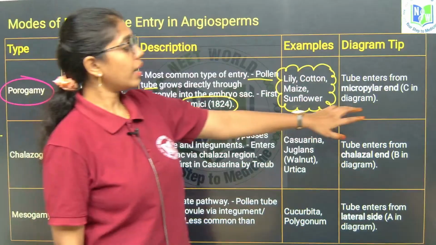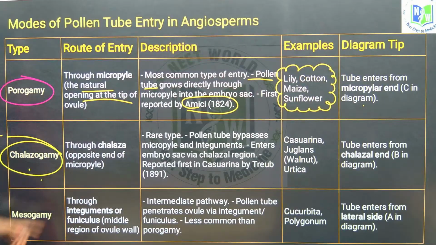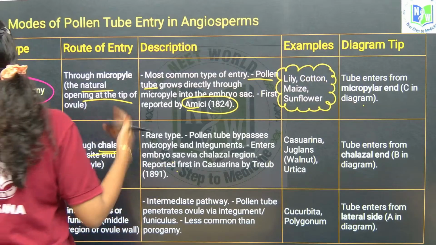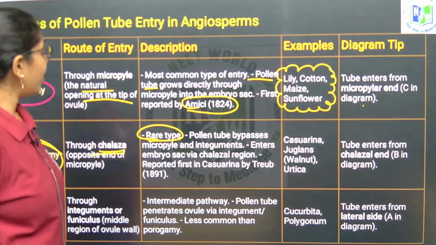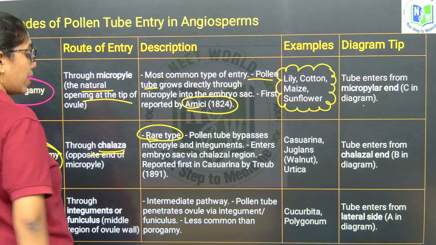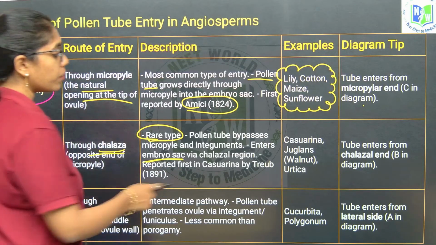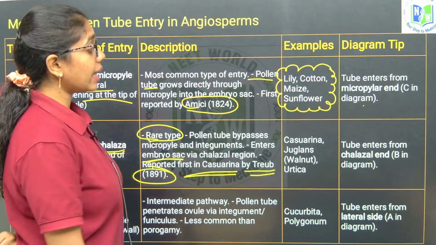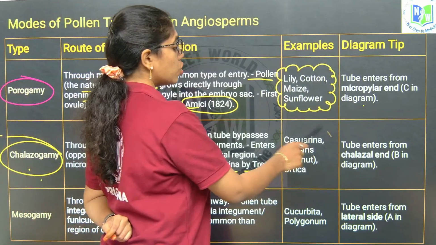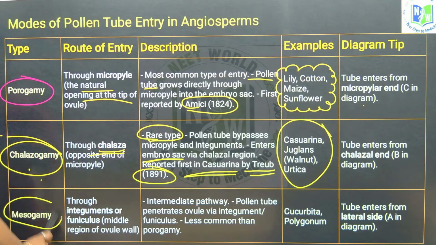Next, the diagram representing this we have identified. Next is chalazogamy, the entry of the pollen tube through the chalazal end. This is a rare type of pollen tube entry, where the pollen tube bypasses the micropyle and integuments and enters the embryo sac via the chalazal end. This was first reported in Casuarina by Treub in the year 1891. Examples include Casuarina, Juglans, walnut, Urtica. These are the examples.